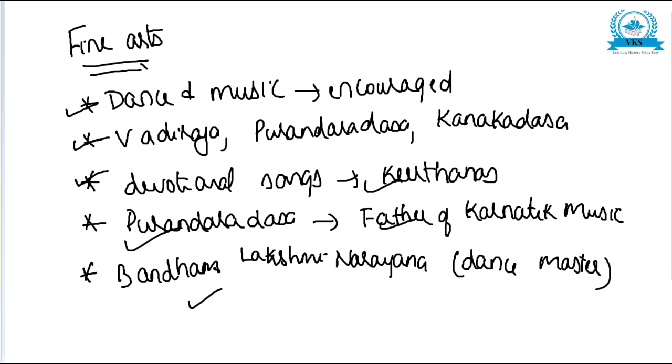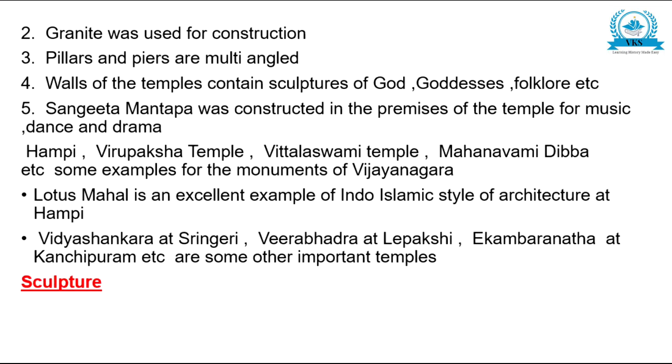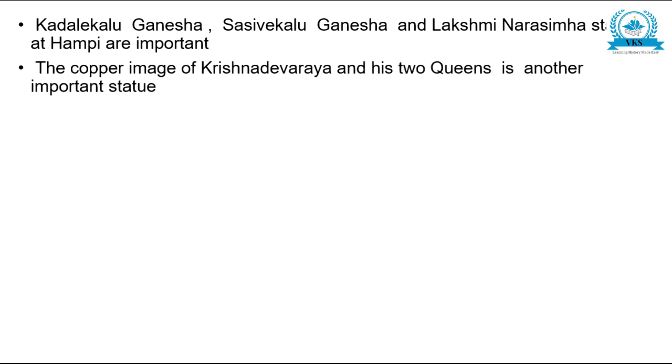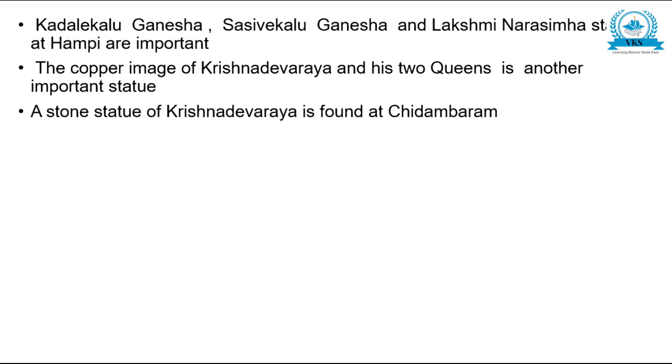Now just let us go through the points quickly. Sculpture: religion was the main theme of sculpture. Kadale Kalu Ganesha, Sasive Kalu Ganesha and Lakshmi Narasimha statues at Hampi are important. The copper image of Krishnadevaraya and his two queens is another important statue. A stone statue of Krishnadevaraya is found at Chidambaram.